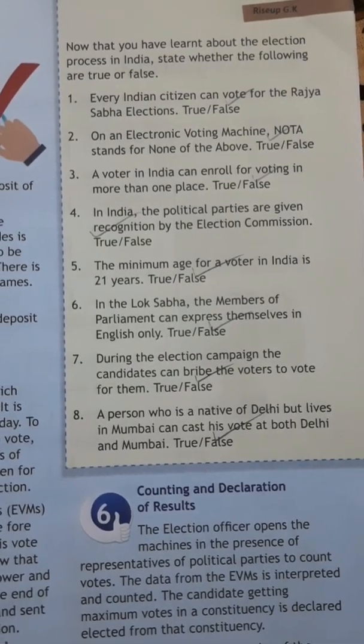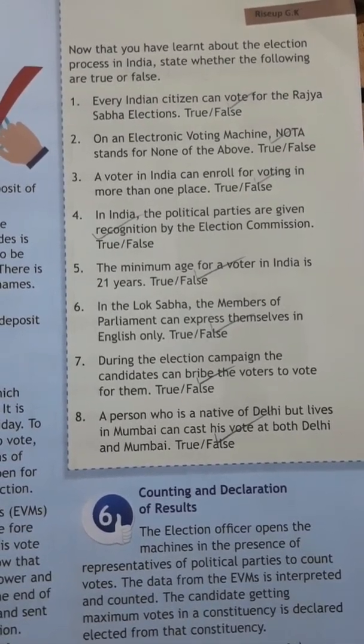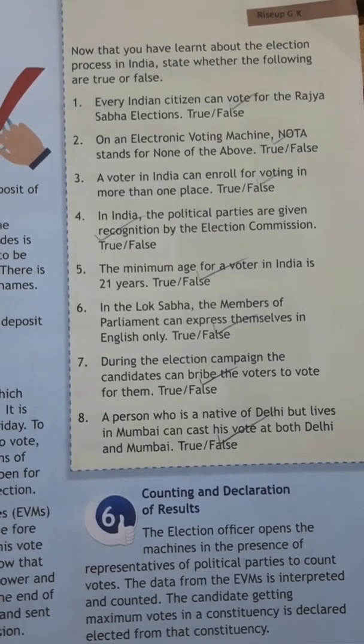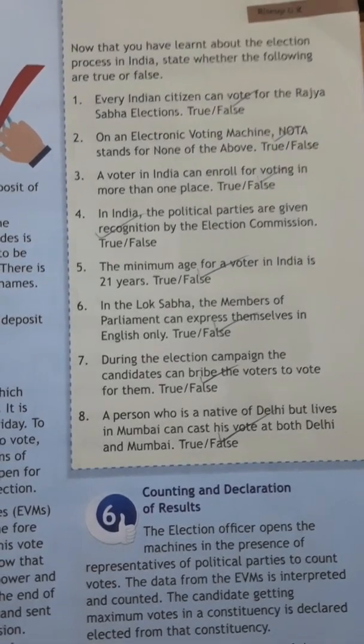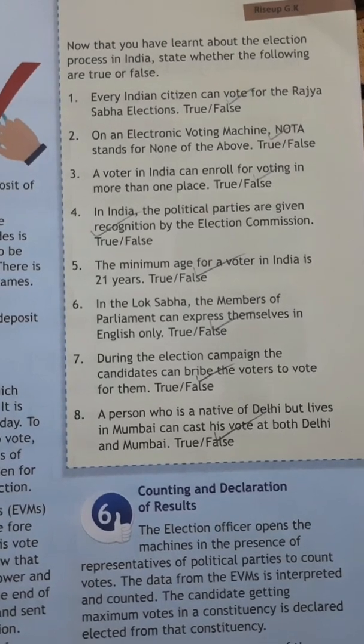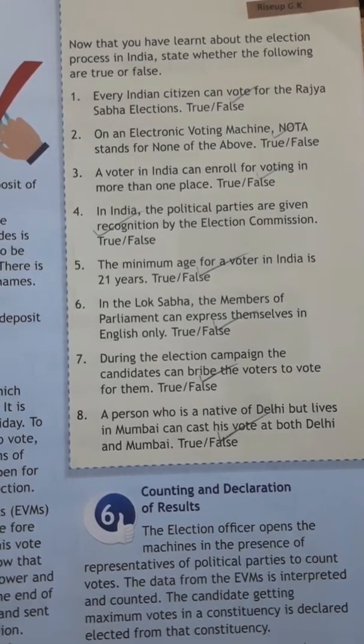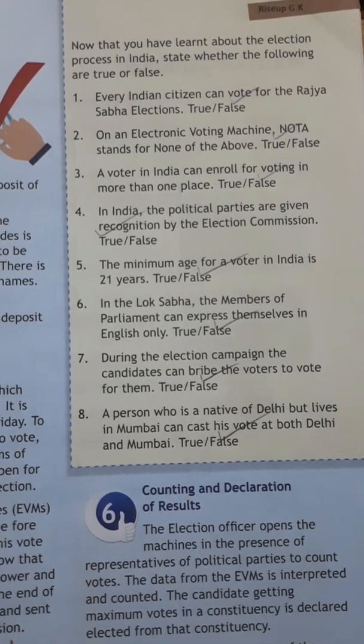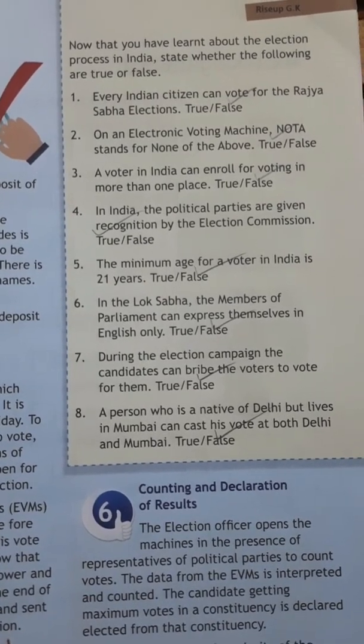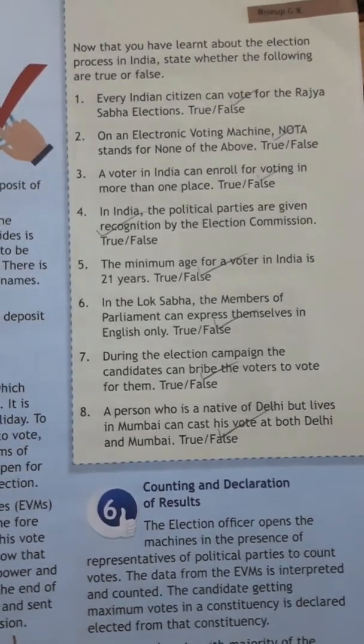In the Lok Sabha, the members of parliament can express themselves in English only. That is false. During the election campaign, the candidates can bribe the voters to vote for them. That is false. A person who is a native of Delhi but lives in Mumbai can cast his vote at both Delhi and Mumbai. That is false.